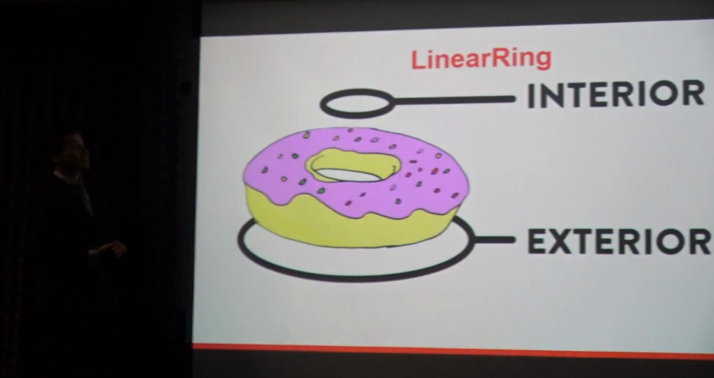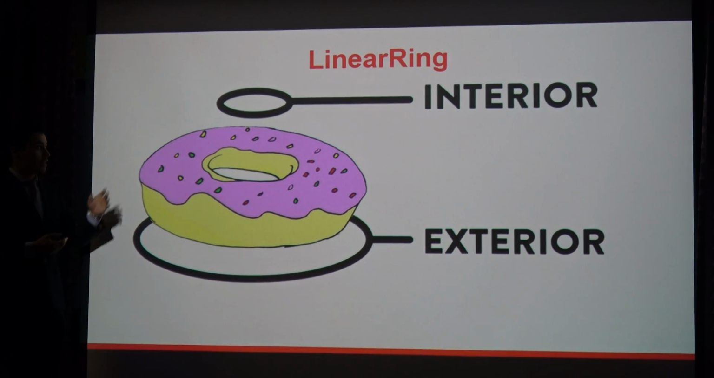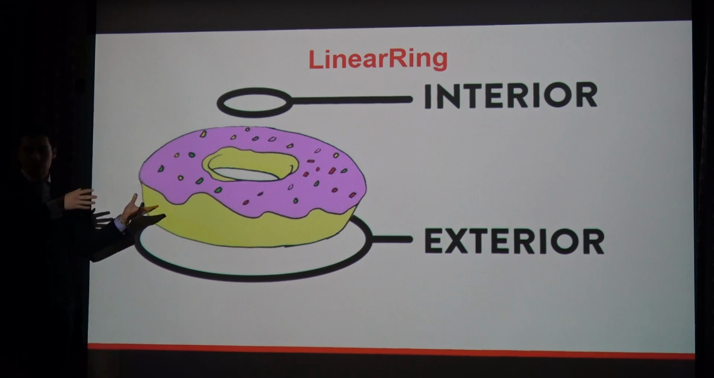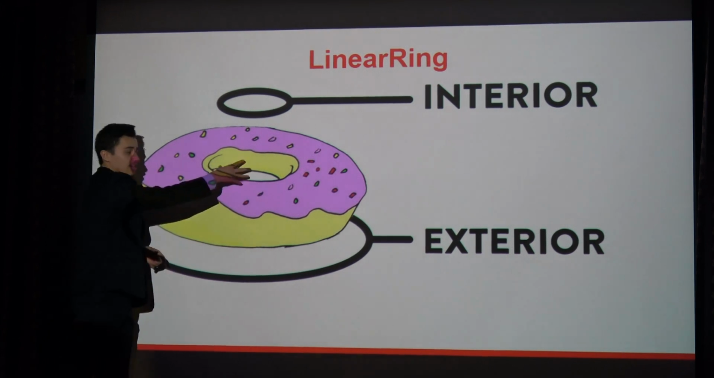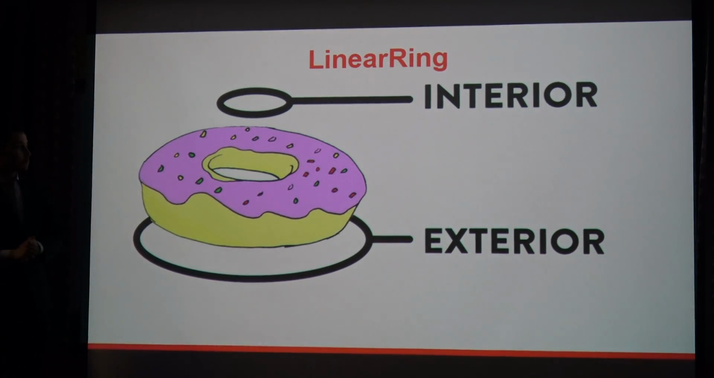So a function in the GeoJSON file is linear ring, and the way that this can be used is we have this donut here as an example, right? We know that a donut has an exterior ring and an interior ring, and you'll see how that's used in the next one.